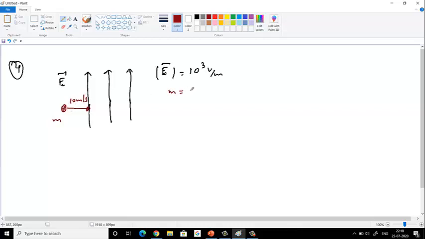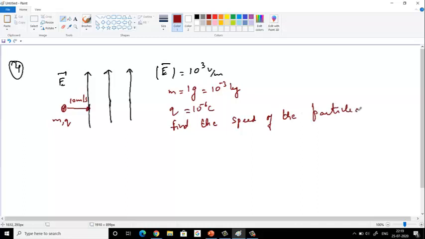So the mass of the particle is given as 1 gram or 10 power minus 3 kg, and it has some charge also. The charge is given as 10 power minus 6 coulomb. You have to find the speed of the particle after 10 seconds. So how will you solve it?